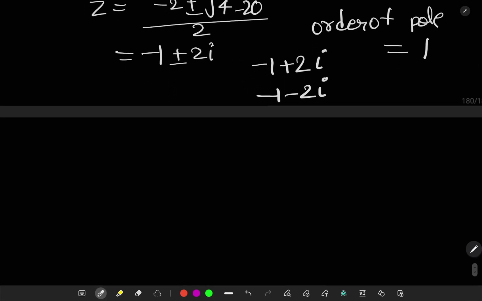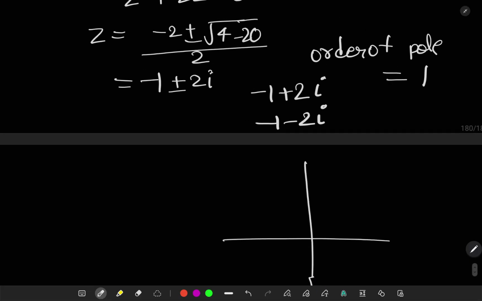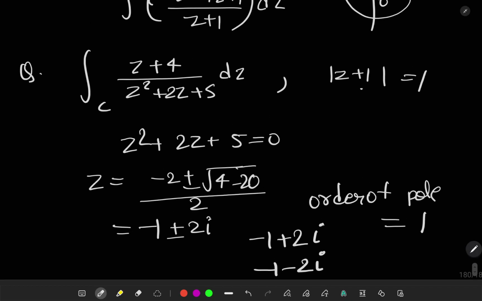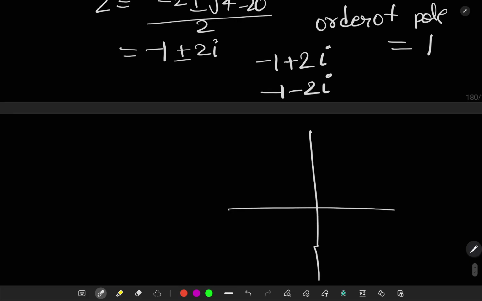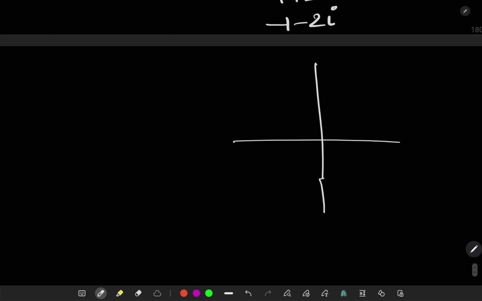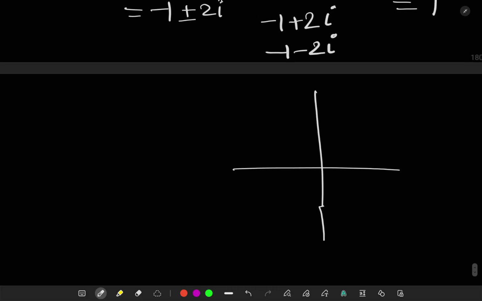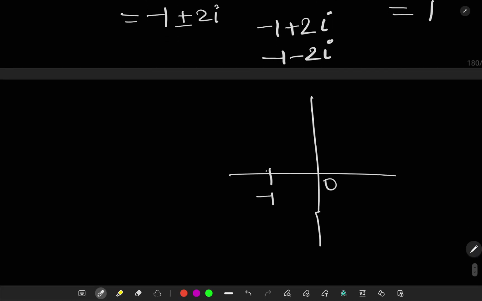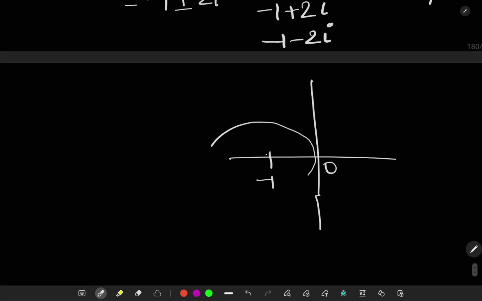Let's plot these points on the xy axis. Here you can see the center is at -1, so this is -1, and the radius is given as 1. So the diagram becomes this. This is -2.